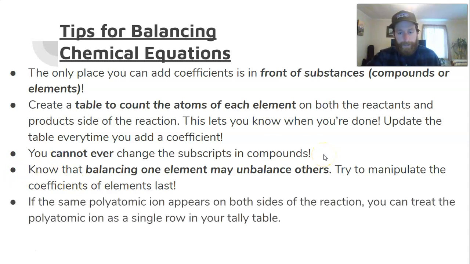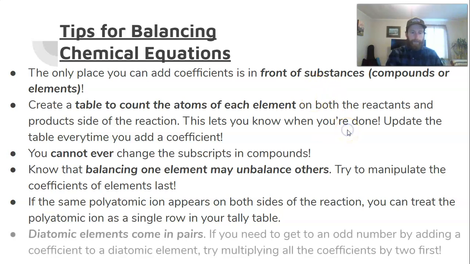And then here's a pro tip. If you're comfortable with this, if the same polyatomic ion appears on both sides of the reaction, you can treat that polyatomic ion as a single row in your tally table. And I'll show you what I mean by that in a little bit in an example.